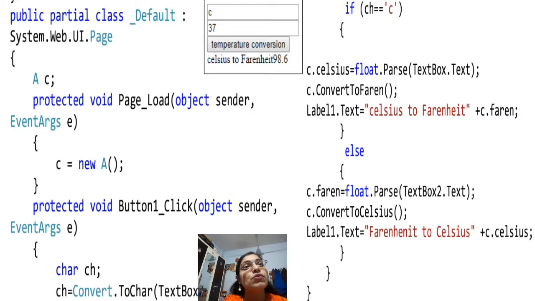In the else part, what we will do is store the value which we have taken from text box 2 inside the Fahrenheit variable, because if the ch is not C, means text box 1 value is not C, then we have to convert Fahrenheit to Celsius, right? So for the same we will take the value of TextBox2.Text and store that value into the C.Fahrenheit variable. Okay, and then we will call the convert to Celsius function, and then we want to display the result on the label. So we will write Label1.Text equal to, within double quotes, Fahrenheit to Celsius plus C.Celsius.